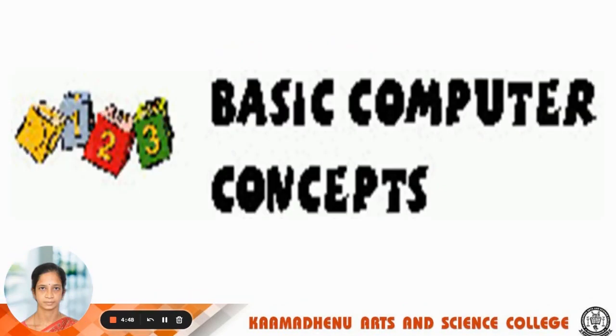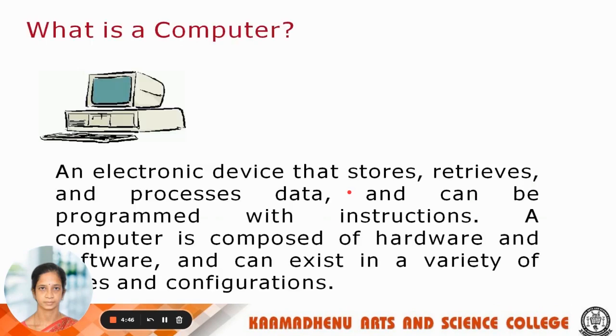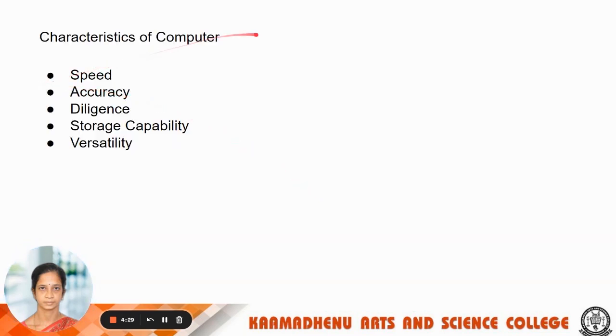Basic computer concepts, today we have seen this. So, what is a computer? A computer is an electronic device that stores, retrieves, and processes data and can be programmed with instructions. A computer is composed of hardware and software and can exist in a variety of configurations. The characteristics of a computer are speed, accuracy, diagnosis, storage capability, and virtualization.